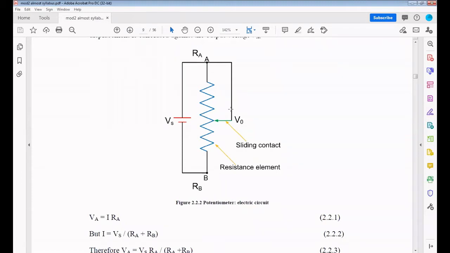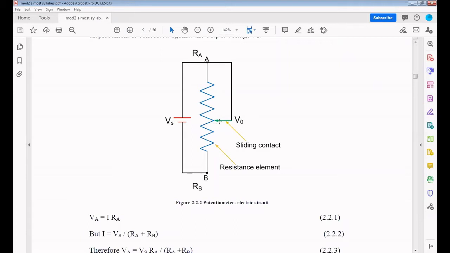Suppose for example we keep it here, in the sense according to the length of the resistance we can get a voltage, it means output voltage here. Okay, suppose for example we provide 20 volts here, we cannot get 20 volts at the output side because of variation of resistance. So by using the sliding contact we can vary the resistance, and according to the resistance we can get an output voltage.